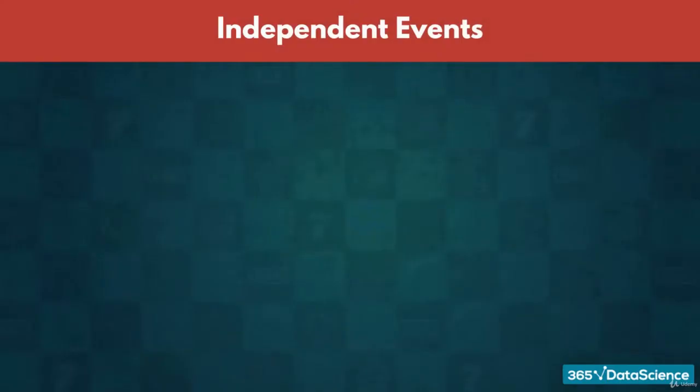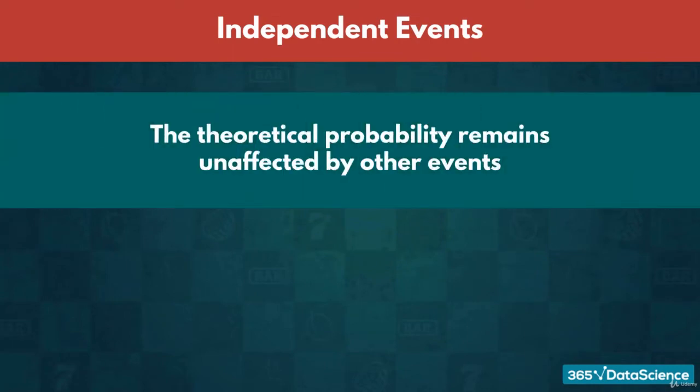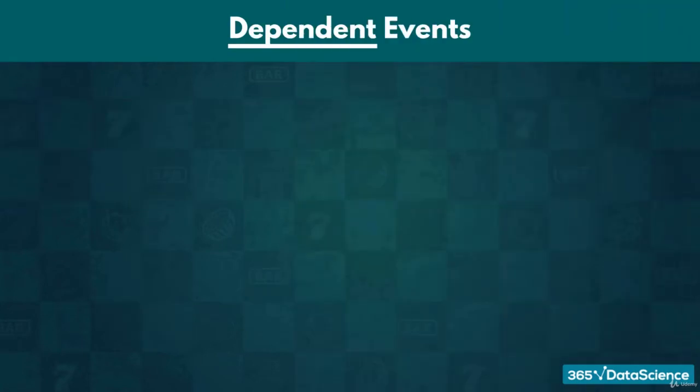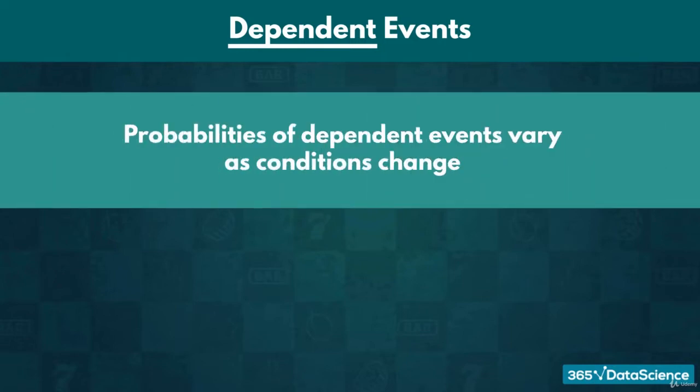Welcome back, everybody. So far, we've only talked about events and a theoretical probability of which remains unaffected by other events. We call these independent, and the simplest example is flipping a coin. You always have a 50% chance of getting tails, regardless of the result obtained with the previous throw. In addition, we can have dependent events. Their probabilities vary as conditions change.